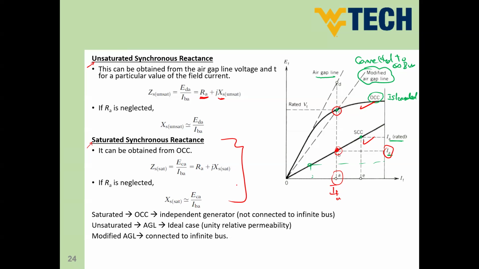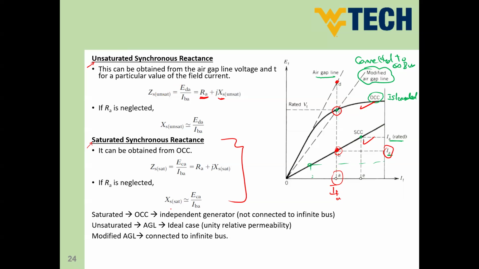For the unsaturated, we extend the line of the same field current until intersect with the air gap line. And this would be the voltage magnitude that we can use in order to get the unsaturated impedance. So we can say now the unsaturated impedance is the volt between point DA divide the same current of IBA. So this is the way how can we get the unsaturated impedance.